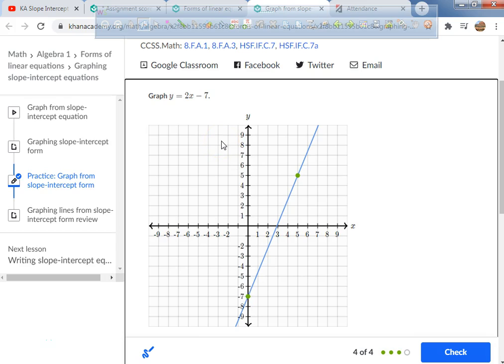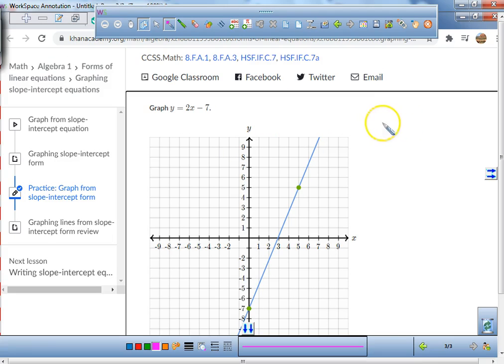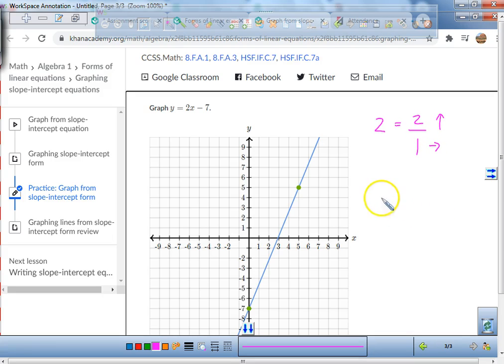Now this one will kind of confuse students, because they don't see a fraction. But I see a fraction when I see the number 2, because technically the number 2 is equal to 2 over 1, which means I got to go up 2 and over 1. If the slope was 1, then you better change that to up 1 over 1.